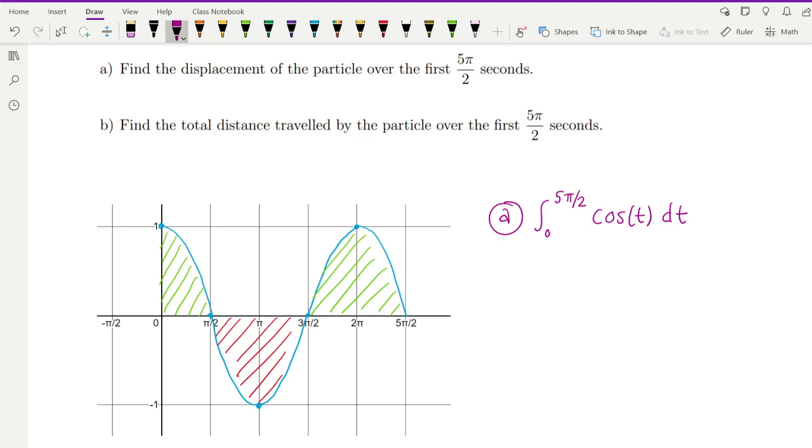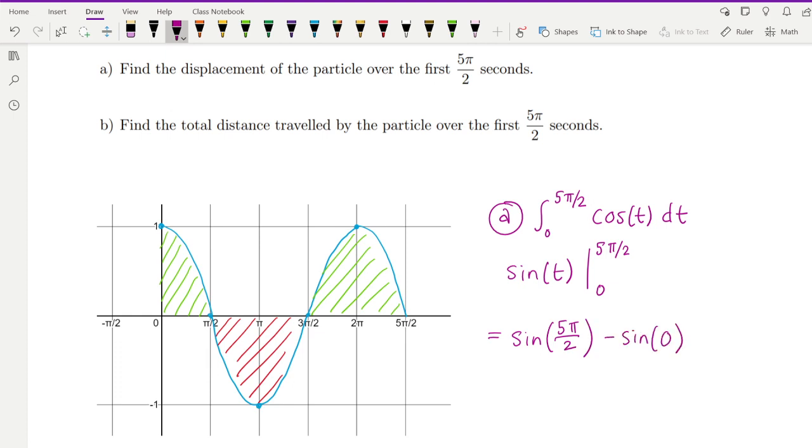So we could use symmetry and actually figure this out without evaluating this entire integral, but let's just evaluate it, because I think that's a little bit faster. So the antiderivative of cosine would just be sine, right? So we have sine of t, and we're evaluating that at 5 pi over 2 and at 0. So we have sine of 5 pi over 2, and then we have sine of 0.